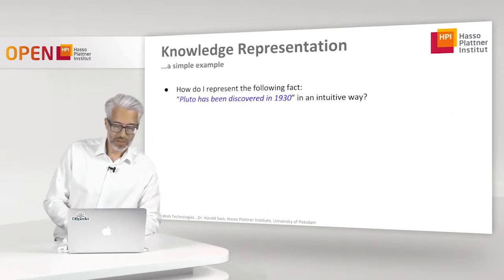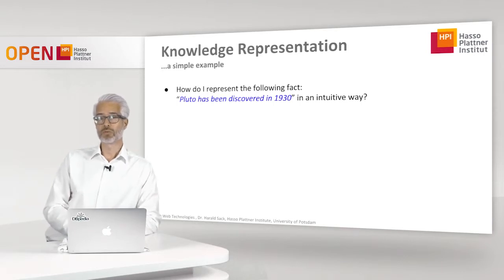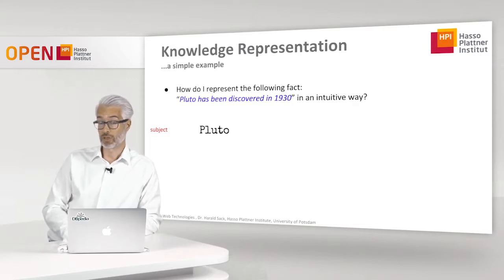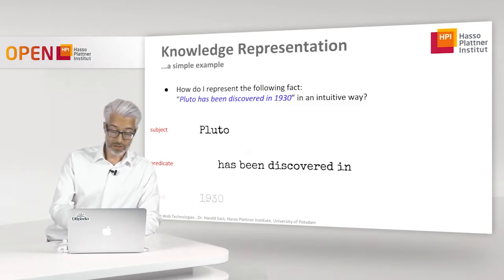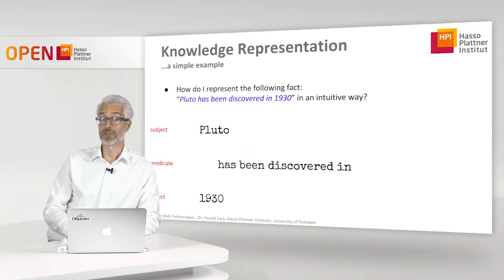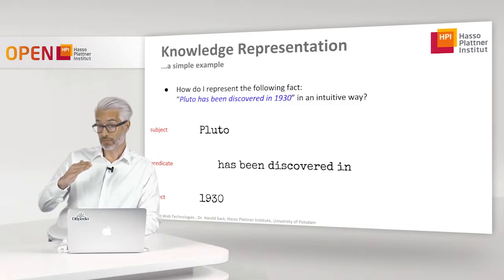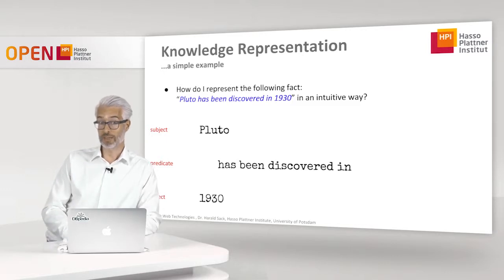Okay, back to the fact Pluto has been discovered in 1930. How should we represent this in a more or less intuitive way? So let's look at the fact here. We are talking about a subject. The subject is Pluto, the planet. So we say something about that planet. So this is kind of a predicate. It has been discovered at a certain time. And of course, we give in the end an object, which is a value we assign to that predicate. It's 1930. So this is a nice structuring of the fact we see here. So we have three parts: subject, predicate, and object.